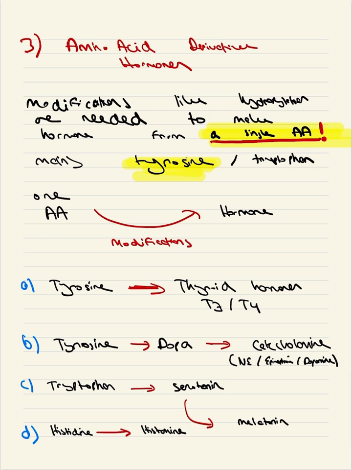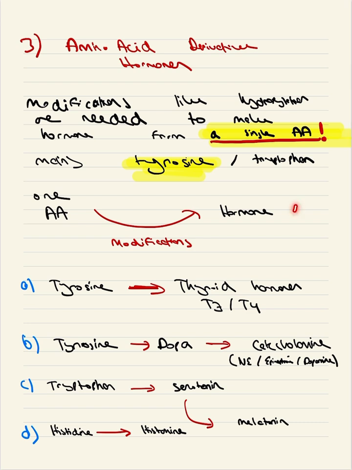Now we're going to talk about amino acid derivative hormones. We just have modifications like hydroxylation needed to make a hormone from a single amino acid. Mainly we have tyrosine, so you've got to memorize tyrosine. We also have tryptophan, but mainly we have tyrosine. So we have one amino acid, tyrosine, and then we modify this and we get a hormone.